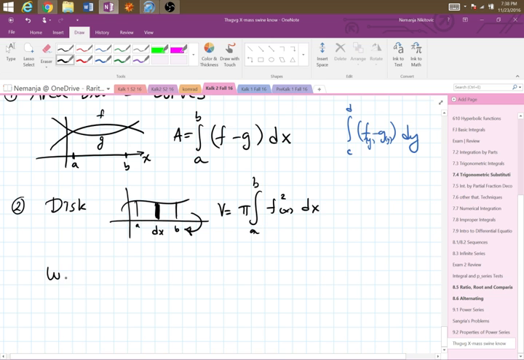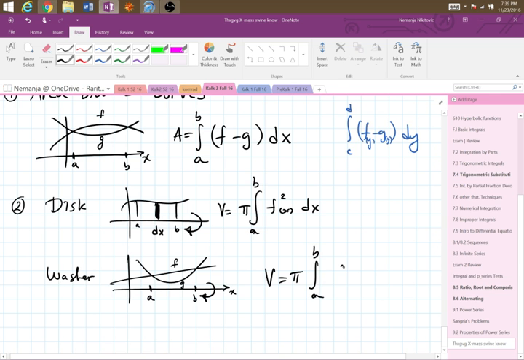And then washer was if you have two functions involved, f and g, still rotating on the x-axis. You have your a and b where the intersections are. And the volume is pi times the integral from a to b of f squared minus g squared, in parentheses, dx. So progression with a subtraction, like the area between two curves. This is area between two curves rotated around the x-axis. Rotation involves the pi, right, r squared for area.